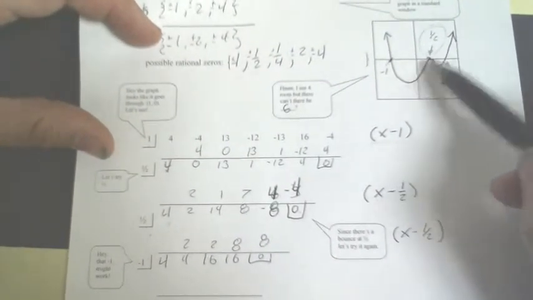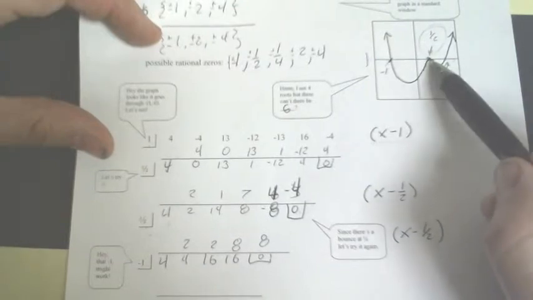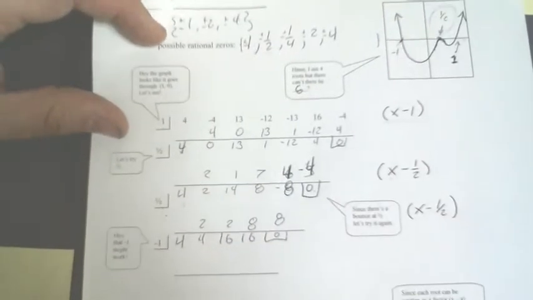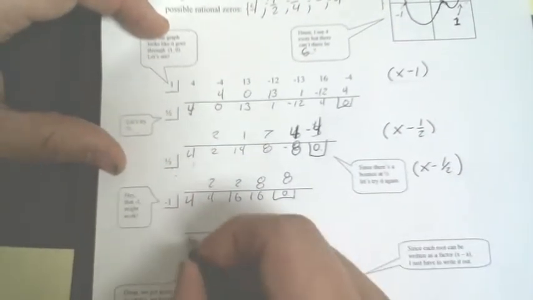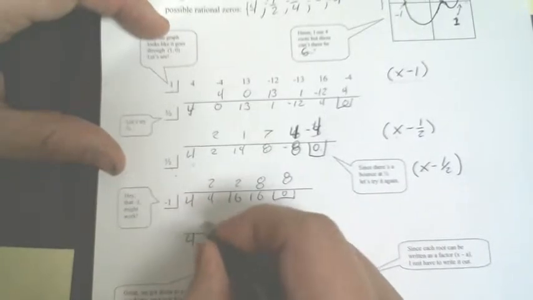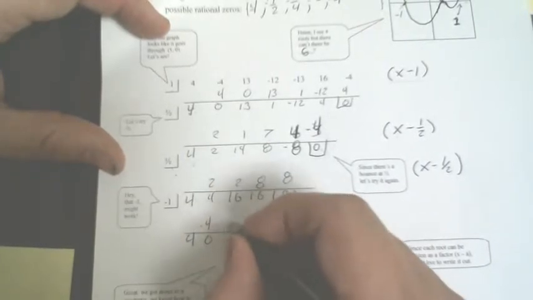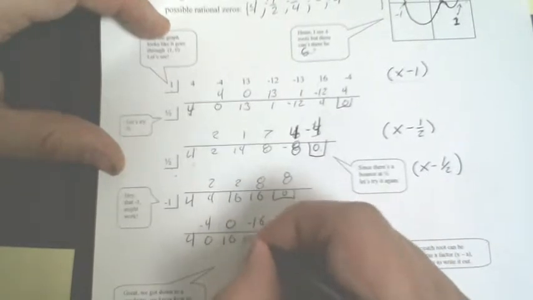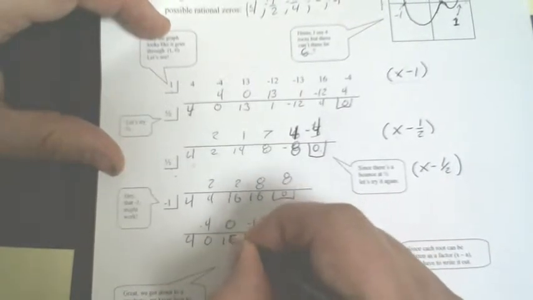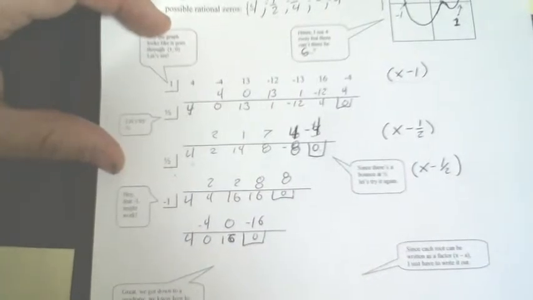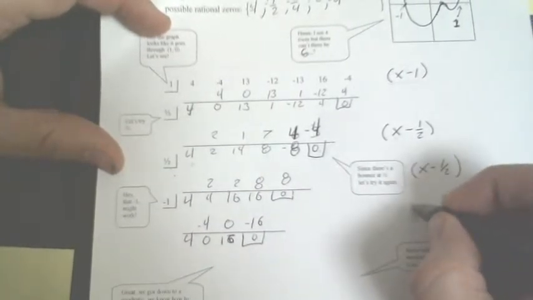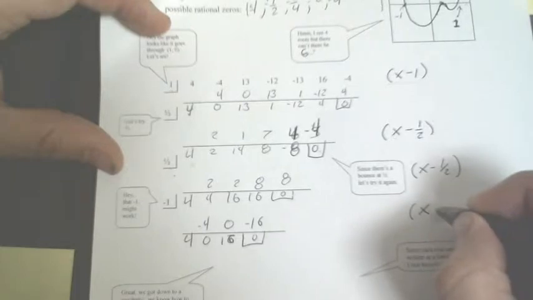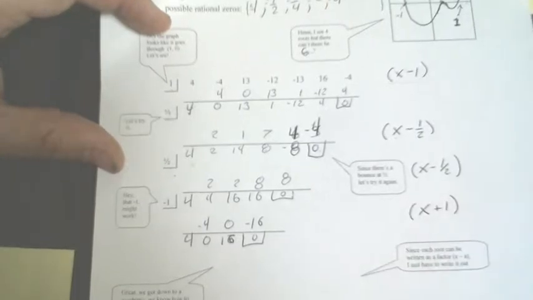So those two, or in some ways those three, work nicely. Let's try the negative 1. Bring down the 4. Negative 4, 0. Was it 0? 16, negative 16, 0. So great, that one worked too. So we verified that x plus 1 is also a factor.